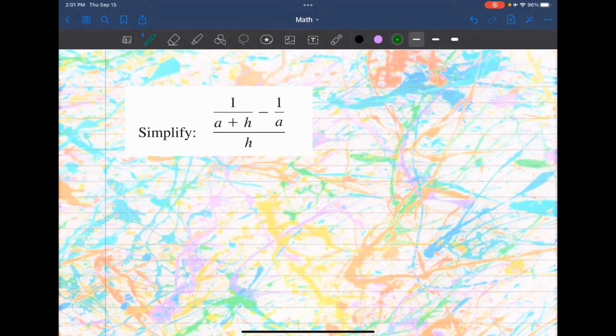Let's go ahead and simplify this compounded fraction. So you see that you have a fraction here over another fraction. If you want, you can write h as a fraction by simply writing it as h over 1. So you have fraction over fraction.